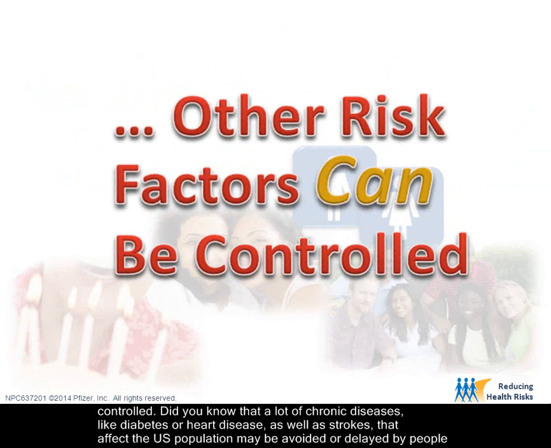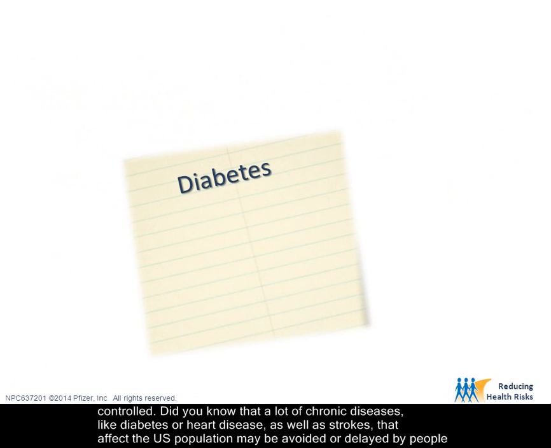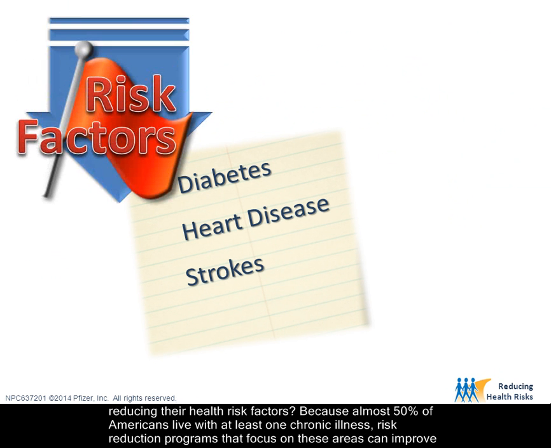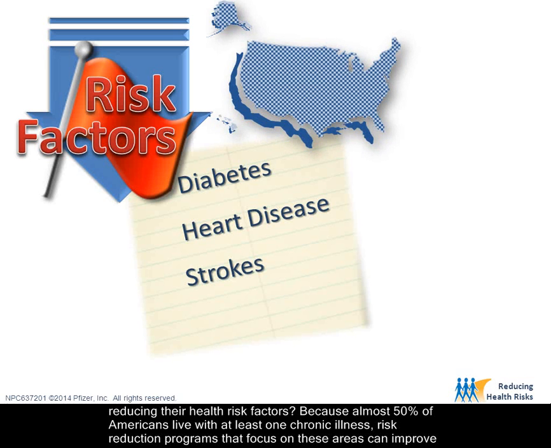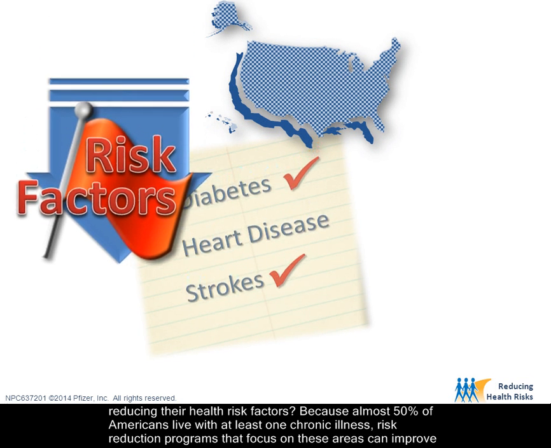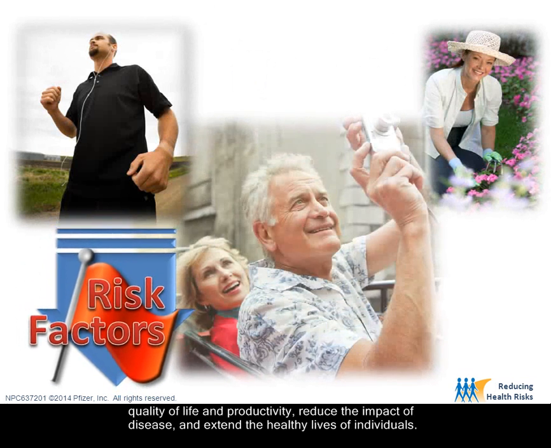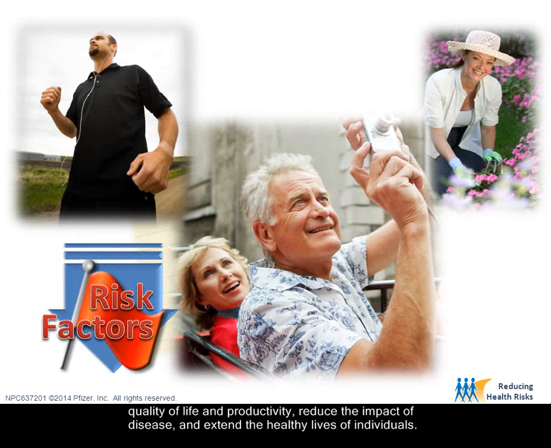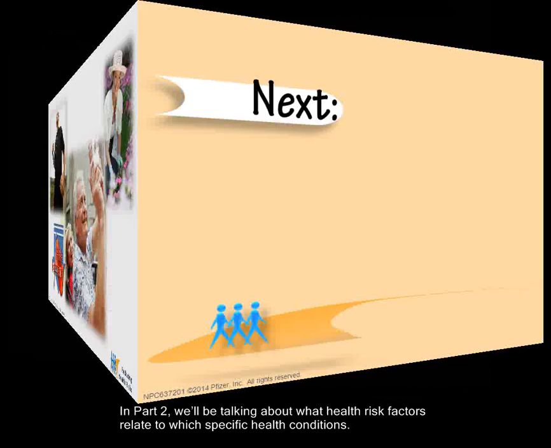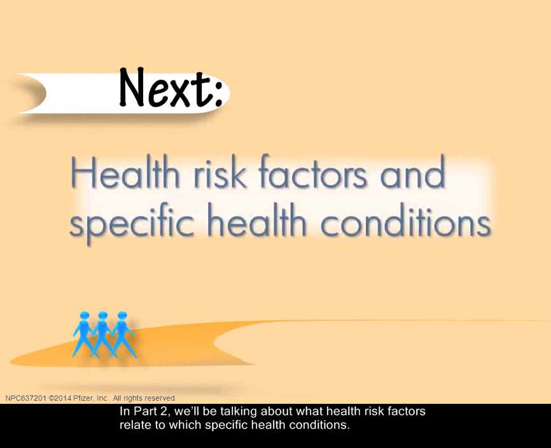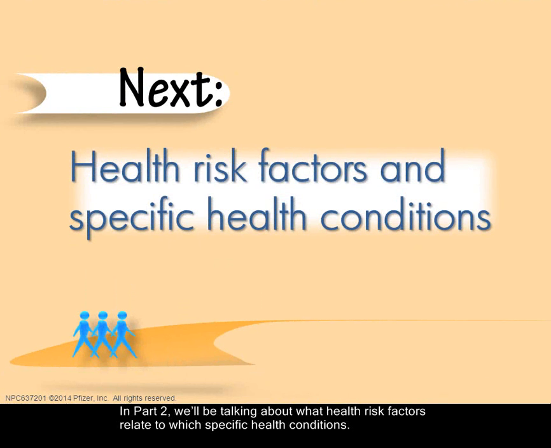Did you know that a lot of chronic diseases, like diabetes or heart disease, as well as strokes, that affect the U.S. population may be avoided or delayed by people reducing their health risk factors? Because almost 50% of Americans live with at least one chronic illness, risk reduction programs that focus on these areas can improve quality of life and productivity, reduce the impact of disease, and extend the healthy lives of individuals. In Part 2, we'll be talking about what health risk factors relate to which specific health conditions.